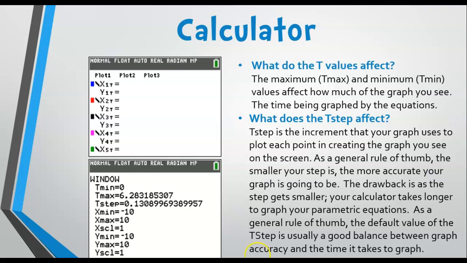As a general rule of thumb, the default value of the t-step is usually a good balance between graph accuracy and the time it takes to graph. So sometimes you might have to play around with that t-step to get a decent graph that you can see. And when you graph them on your calculator, you're going to see the motion as it's happening. So that's just kind of a basic overview.